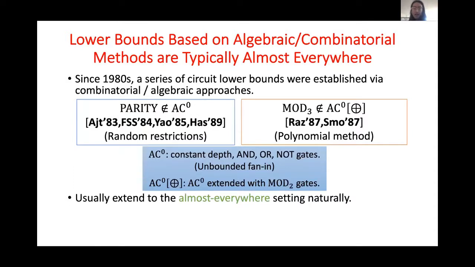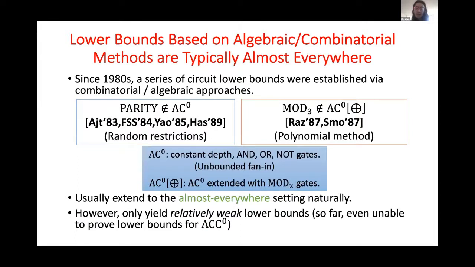Those types of lower bound methods usually extend to the almost everywhere setting naturally because they consider each input length separately. However, they are often subject to the natural proof barrier and they only yield relatively weak lower bounds. For example, so far we don't know how to use such arguments to prove lower bounds for AC0. There are some attempts, but still it's not clear how to do it.